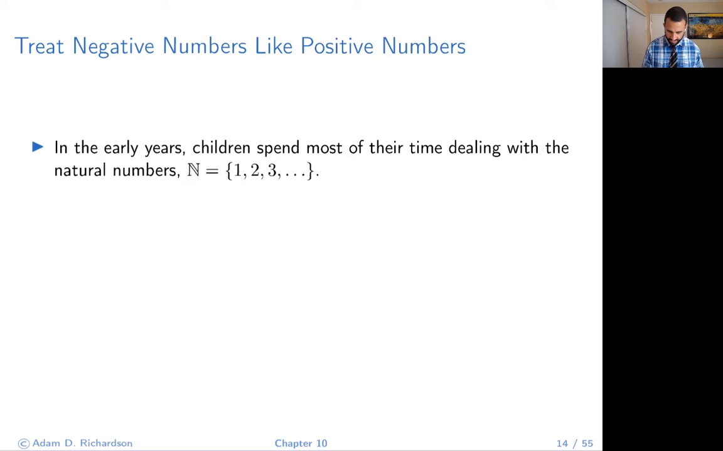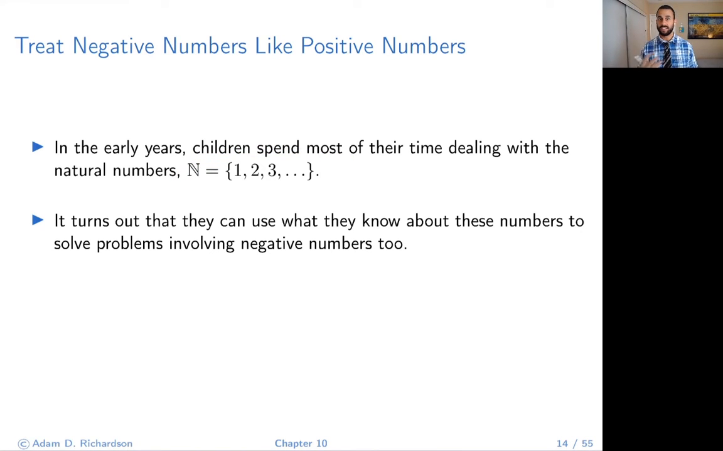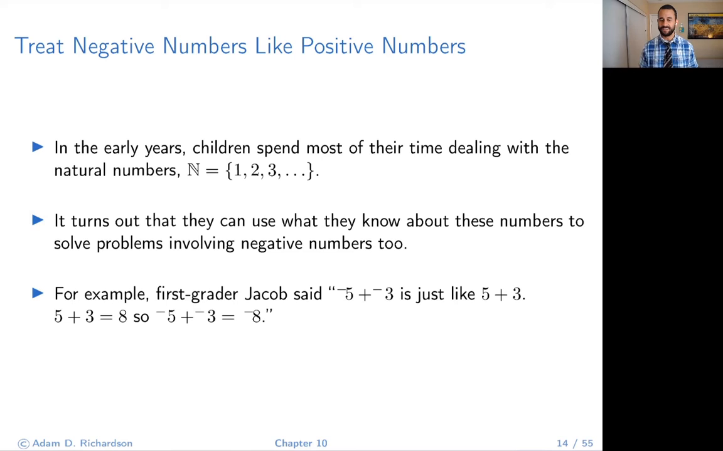Now, here's the other way that they can work with negative numbers. They can treat them like positive numbers and then think about the sign. In the early years, children spend most of their time dealing with the natural numbers. For children, we usually start the natural numbers at one. They're the counting numbers, right? One, two, three, four. They spend a lot of time working with those. So we can extend that knowledge to help them understand negative numbers.